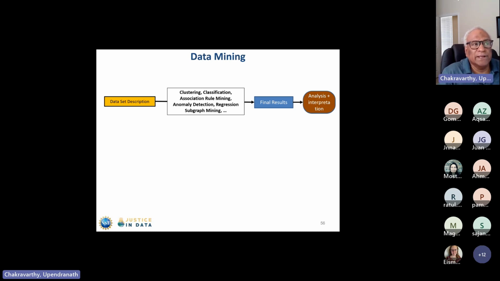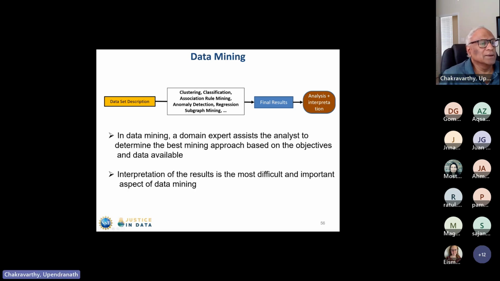That's why domain expertise is so critical for mining and any of the analysis tasks that we are going to talk about. In data mining, a domain expert assists the analyst to determine the best mining approach. Objective interpretation of the results is the most difficult and important part.